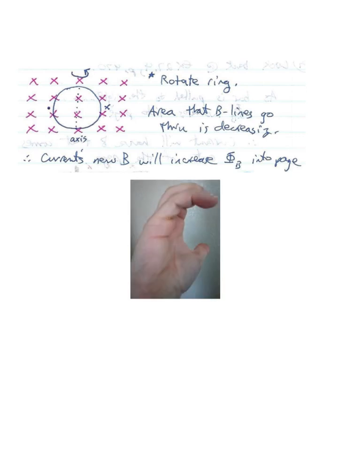So we're going to point our thumb into the page with our right hand, and there you see the current is going to go in the direction of the fingers of the right hand, so clockwise.